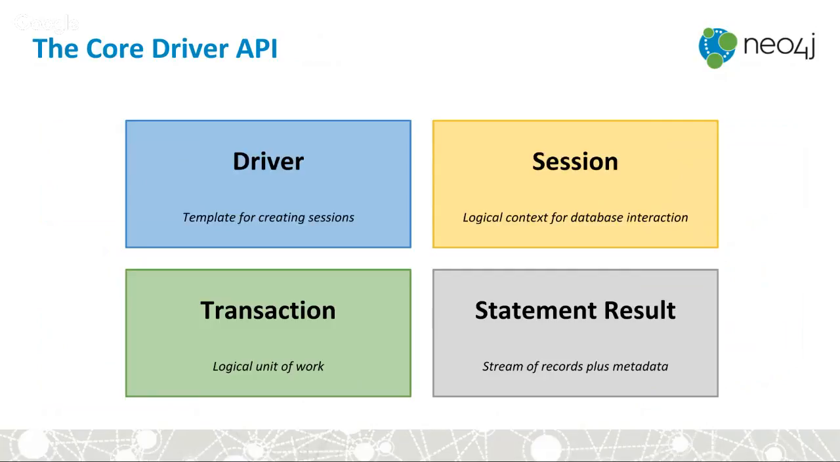So within the API itself, there are a core set of objects. There's a driver object. There's a session. The driver itself is the overall template and the way you connect, whereas a session is a context for carrying out some work. The transaction is an atomic unit of work, and the result is something that you can consume from a statement.